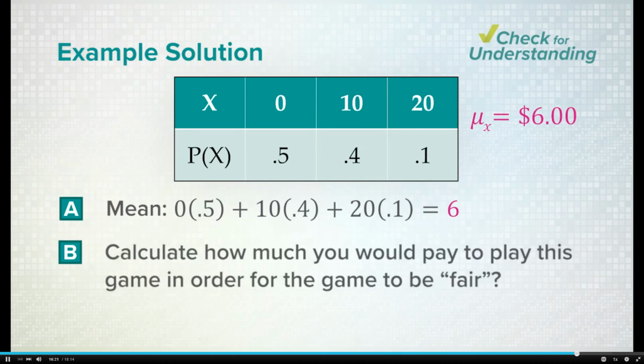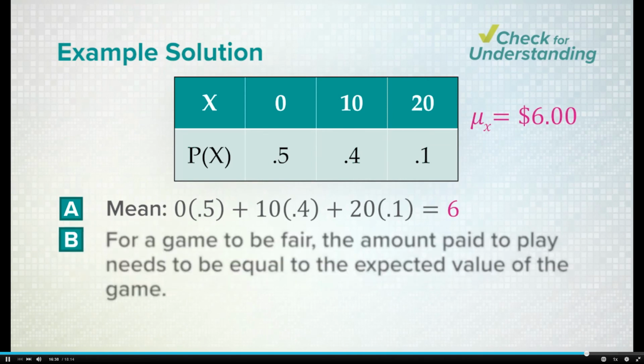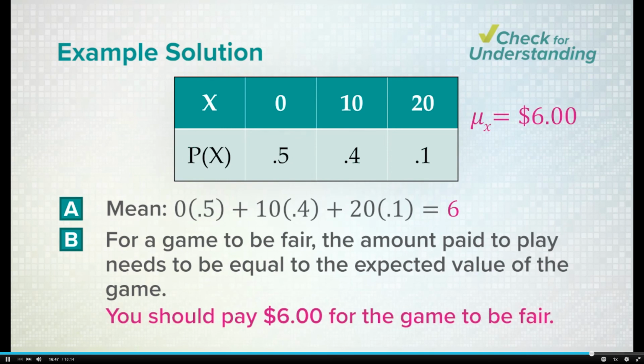Part B asks, how much would you pay to play this game in order for the game to be fair? Well, what does fair really mean? Everyone has their own definition of fair, but mathematically speaking, when we're talking about a probability distribution, for a game to be fair, the amount paid to play needs to be equal to the expected value of the game. You should pay $6 for the game to be fair. So your answer to part B would be the answer to part A. Since your expected value is $6, in order for the game to be fair, you were charged $6.